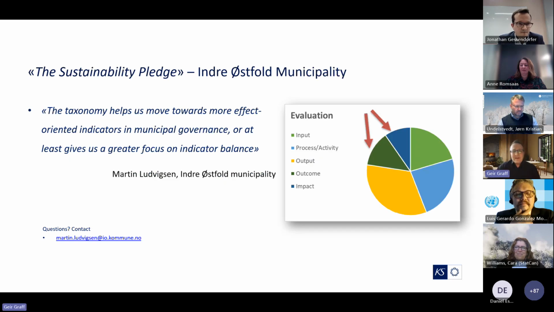From the Sustainability Pledge, just one municipal example here: the taxonomy helps us move towards more effect-oriented indicators in municipal governance, or at least gives us greater focus on indicator balance. That is a quote from one of the participants there. You have his contact information here if you'd like to talk to him later. He showed us that in their municipality, they had seen the same balance of indicators, that most indicators are output or activity related, not very many are effect oriented, and they would like to change that.